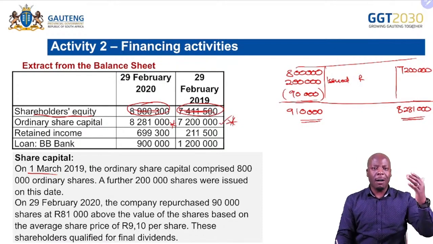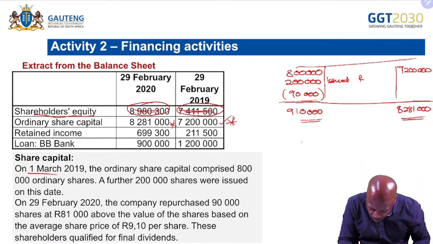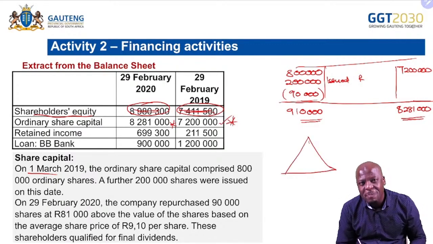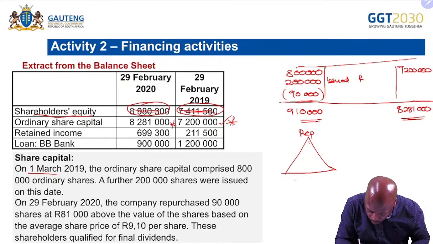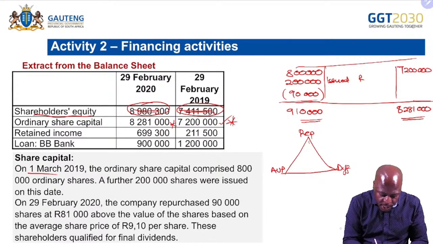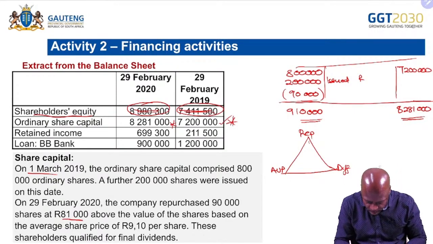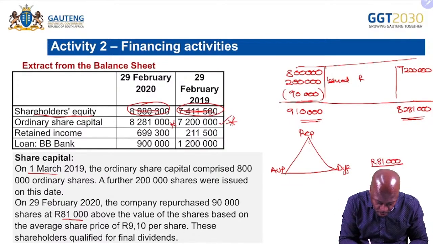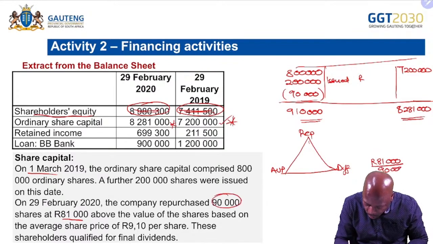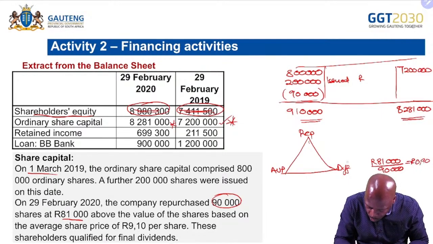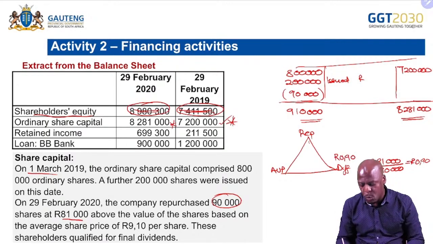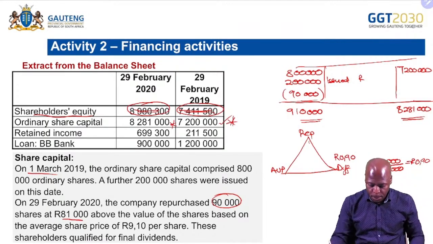Once they begin to talk about above, in your class, you should have done the triangle. Okay? The triangle is 3 parts. The first one is the repurchase price. Okay? Then here you have the average price. And here you have the difference. So when they say they repurchased at 81,000 above, they're talking of the difference, which is your 81,000. And how many did we repurchase? We repurchased 90,000. So what was the price per share that we paid above? It is 90 cents. So here the difference is going to be 0.90. We paid 90 cents per share above the average price. That's what they're telling us.